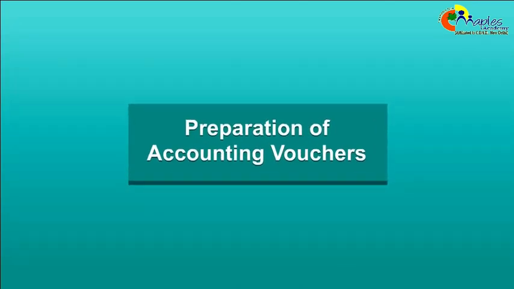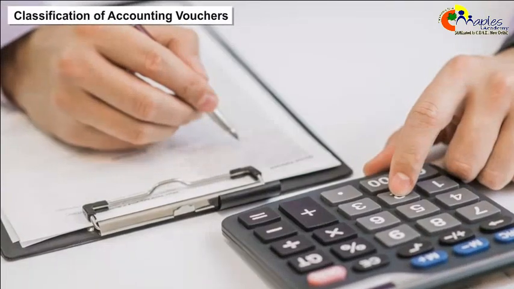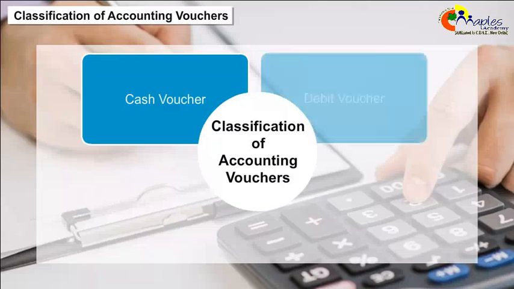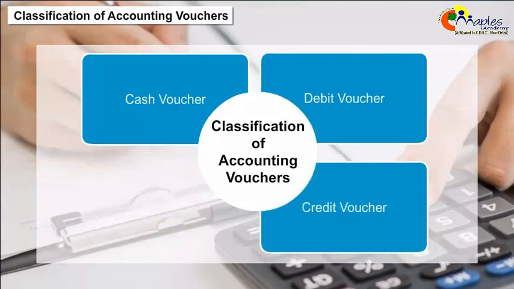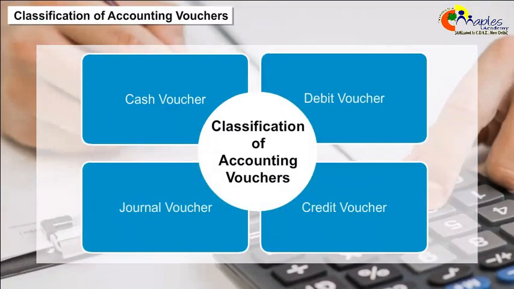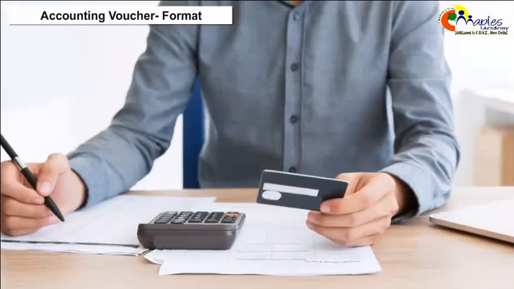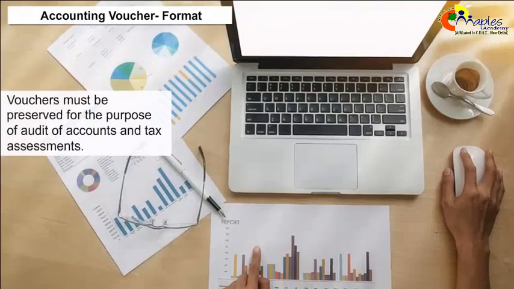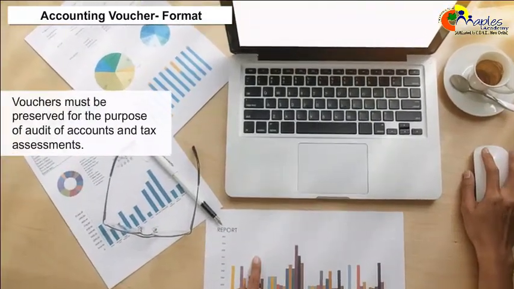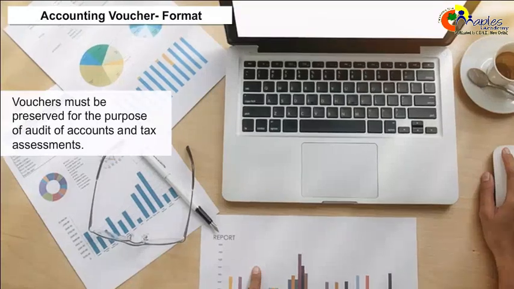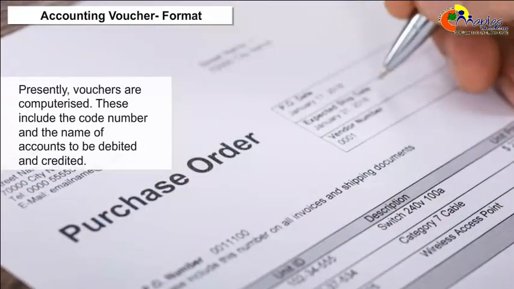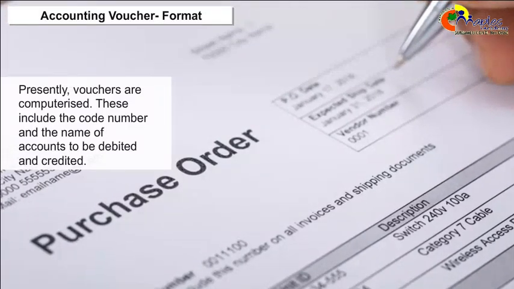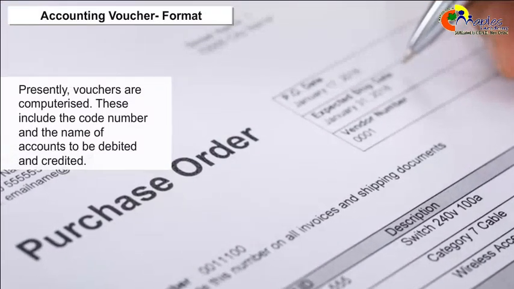Preparation of accounting vouchers. Classification of accounting vouchers. Accounting vouchers may be classified as cash vouchers, debit vouchers, credit vouchers, journal vouchers, etc. Accounting voucher format: there is no set format of an accounting voucher. Vouchers must be preserved for the purpose of audit of accounts and tax assessments. Presently, vouchers are computerized. These include the code number and the name of accounts to be debited and credited.